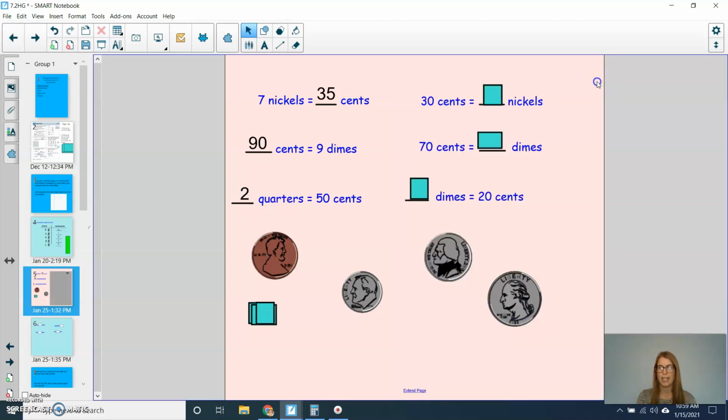We have 3 more like this. So if you can look at if you have 30 cents, how many nickels would that be? 70 cents, how many dimes? And then how many dimes equals 20 cents? Press pause, solve these 3 problems, and then play to check. All right, if I have 30 cents, I know that's the same as having 6 nickels. If I have 70 cents, I know that's the same as having 7 dimes. And if I have 2 dimes, I know that's the same as having 20 cents.